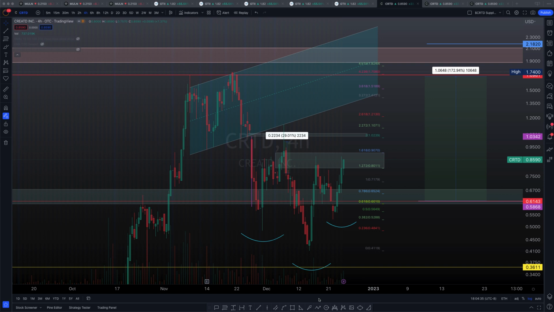CRTD may have invalidated our downside probability, but please know that I'm saying "may have," okay? Because it is too soon to be able to determine that, but everything is leading towards the upside for CRTD. Let's go ahead and talk about those details now.